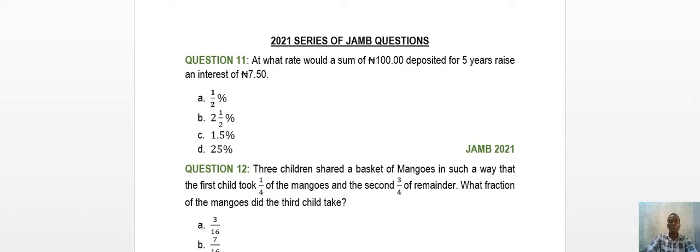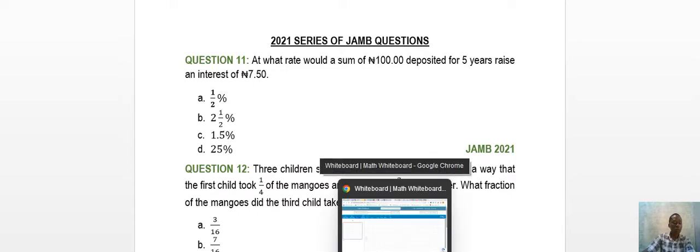Now let's go straight to our board where we will be showing you the solution to this question. So we'll go straight to the board and then let's see how we can complete this first question. Question number 11 says, at what rate would a sum of 100 naira deposited for 5 years raise an interest of 7 naira 50 kobo? So if you are conversant with simple interest, this is a question on simple interest. And remember, you are expected to spend not less than 40 seconds on this question. Now let's go straight to the board and then we'll solve this question.